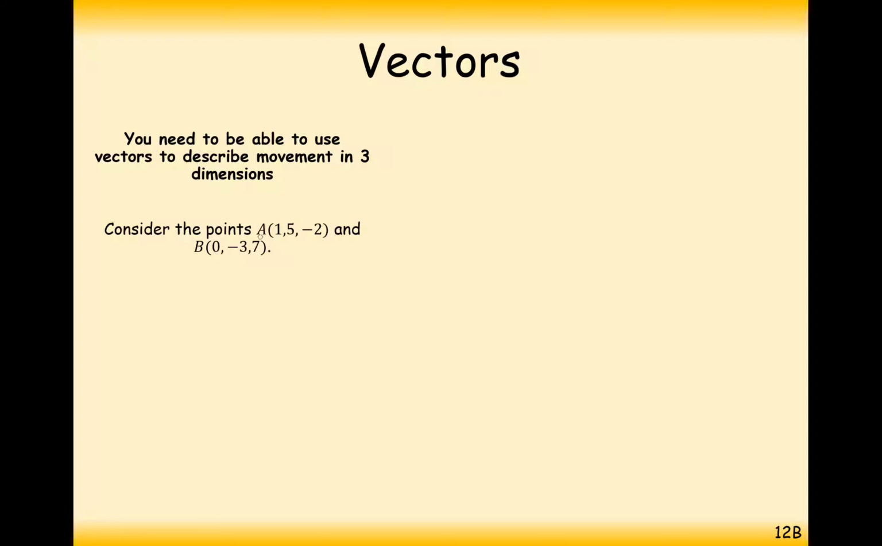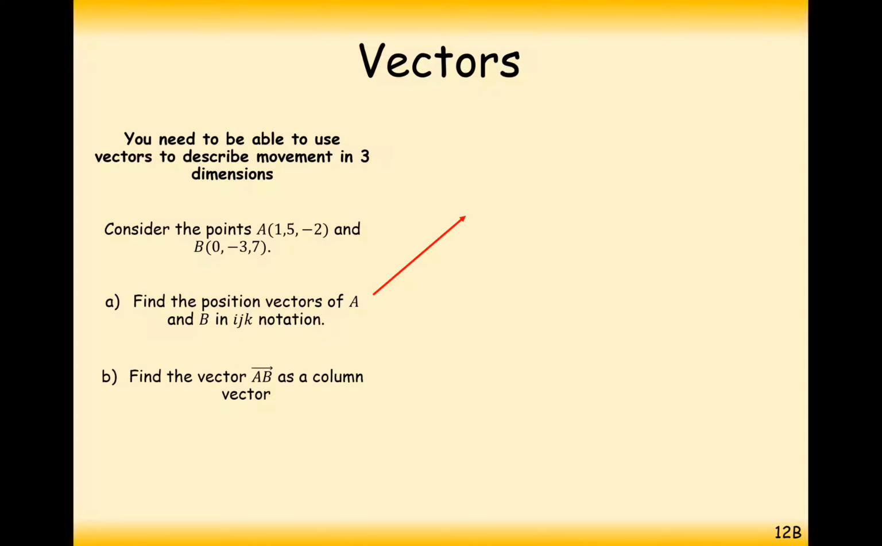Consider the points A (1, 5, -2) and B (0, -3, 7). Let's have a look at what they want us to do. Find the position vectors of A and B in i, j and k notation. Find the vector A to B as a column vector. Okay, so column vectors were the ones that I prefer.